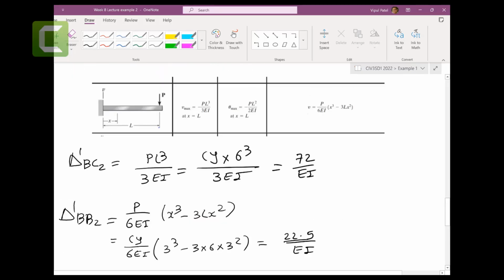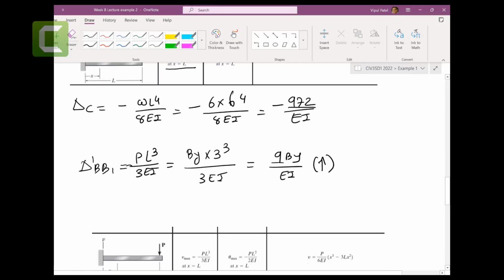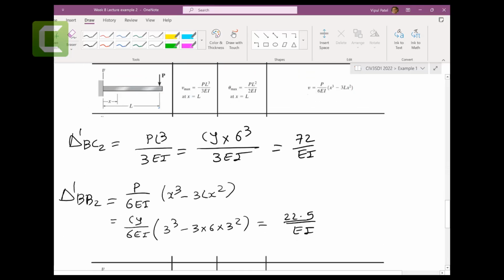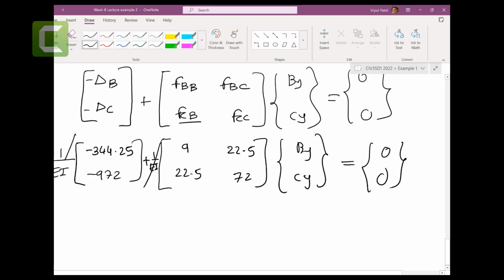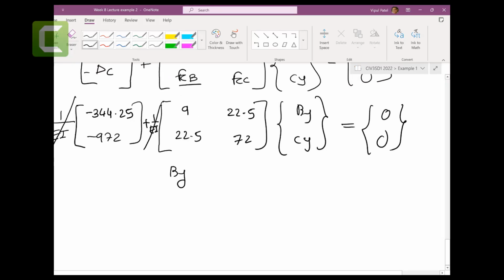And FCC, we found FCC somewhere, 72. So 72, BY CY equal to 0, 0. Now these cancel. If you take the common and bring it on that side, you will get that common. And if you do this inverse and matrix stuff, I think you remember that matrix one, so you get 20.50, or you can do the simultaneous equations, and then CY equals 7.07 kilonewtons.